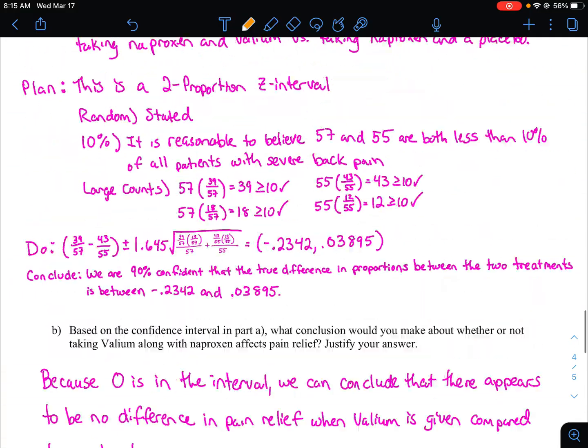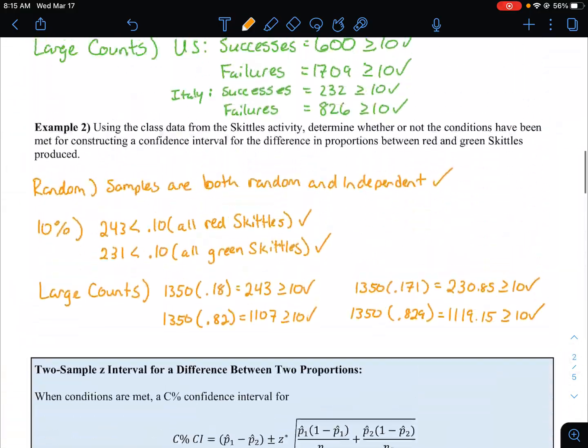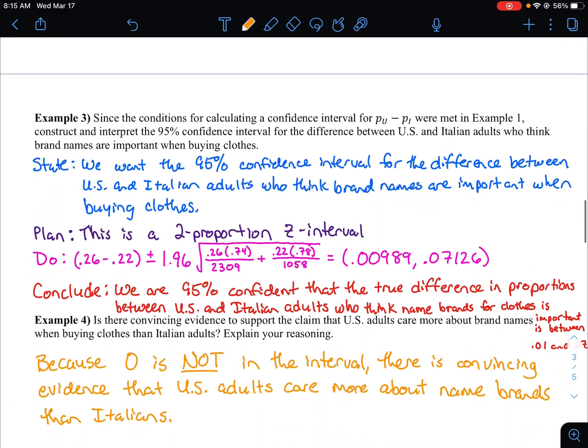Okay, and that's it for 8.3. So hopefully you see a lot of the similarities in 8.2 and the structures that go along with those.